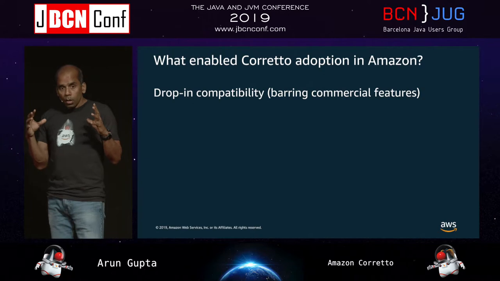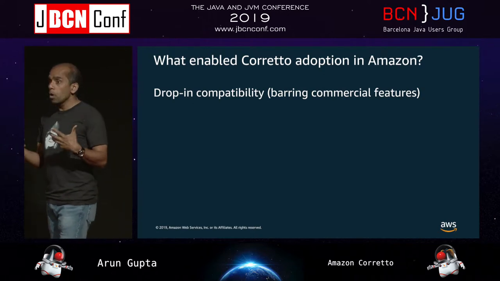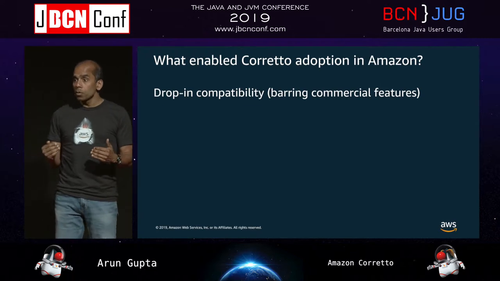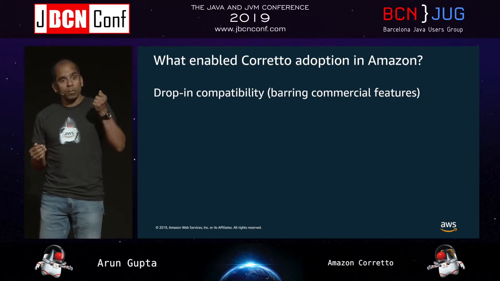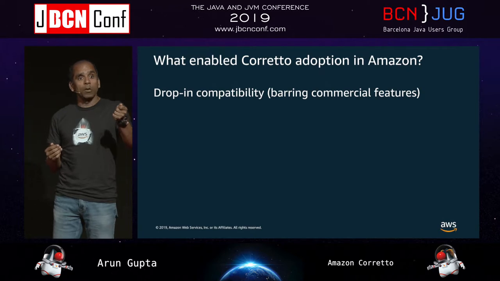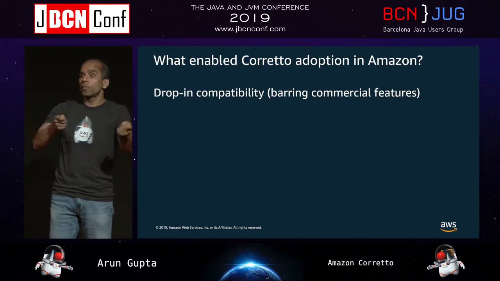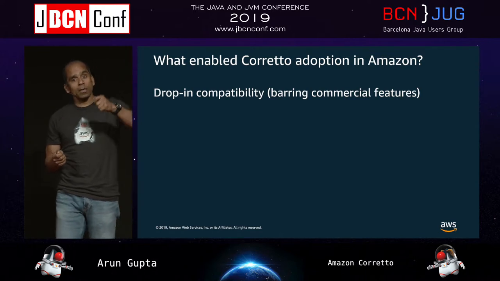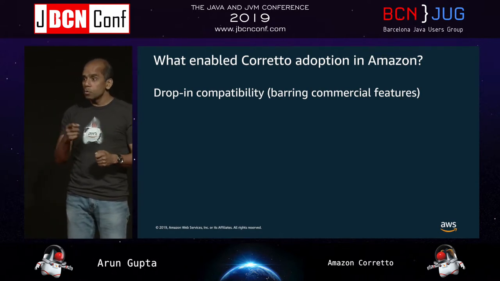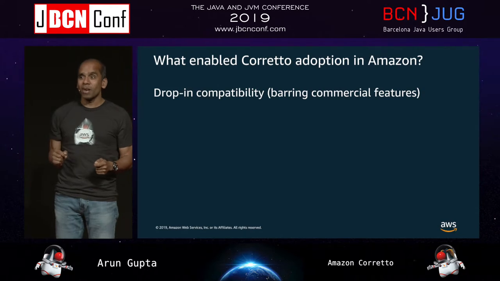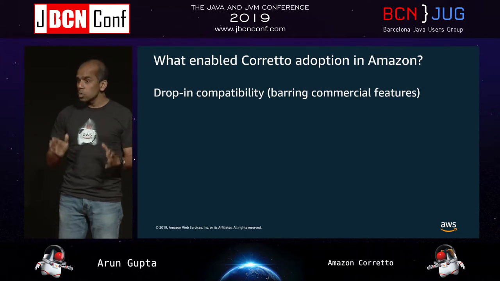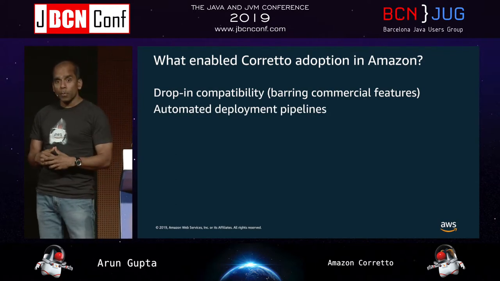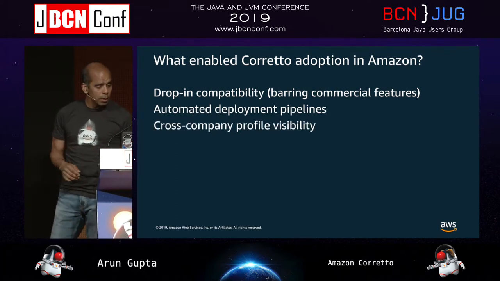We have automated deployment pipelines within Amazon, and that's the way services are deployed. So all we had to do was enable the deployment pipelines to use a different version of JDK. So Monday evening, you go to sleep, and Tuesday morning, you get up and you're already running on Amazon Corretto. The switch was seamless. The automated deployment pipelines are basically what enabled it.